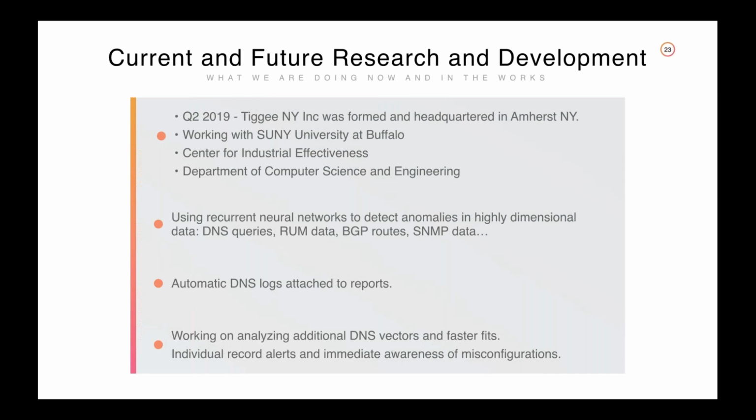So what we want to do and what we're working on right now, that we're the first ones to even offer, with this real-time traffic anomaly detection, is to use recurrent neural networks to detect anomalies at higher dimensions of data, right? Higher DNS query anomalies, per record, what record is leaving its bounds? We're using RUM data, BGP routes, SNMP data, all this other stuff, right?